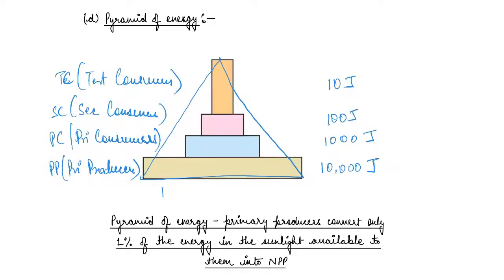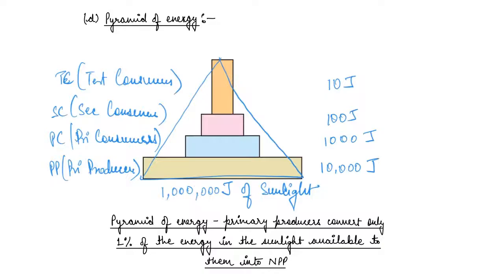And here we know that this is the energy which is coming from the sunlight, right? So we can say that here the primary producers convert only 1% of the energy in the sunlight which is available to them. And this we have already studied previously as well, right? So now we know how the pyramid of numbers, pyramid of biomass, and pyramid of energy look, and what happens in terms of number, biomass, or energy when we move towards the higher trophic levels.